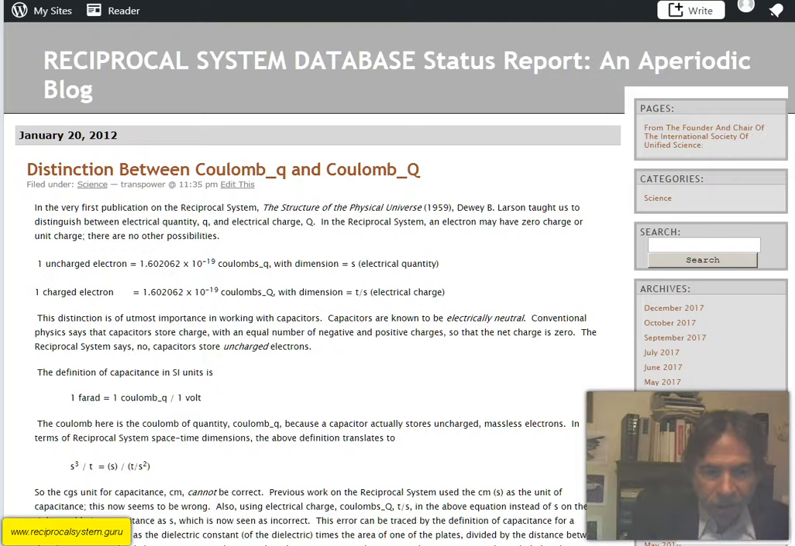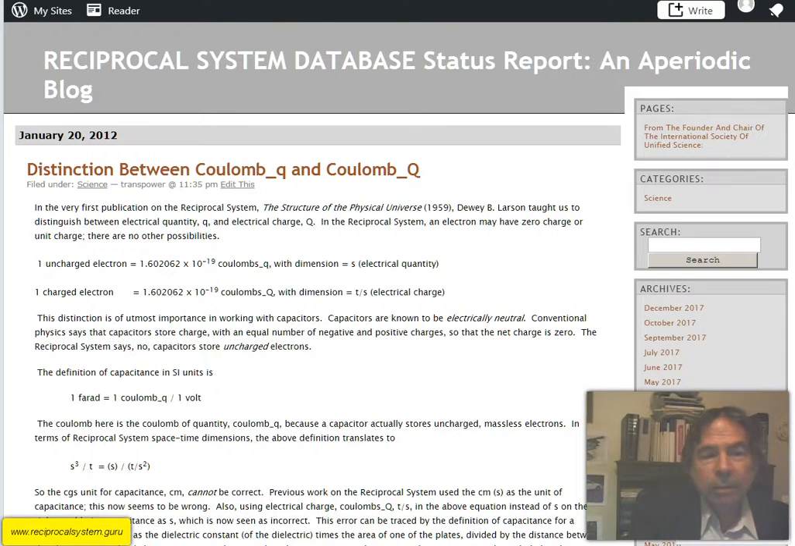One uncharged electron equals 1.602062 times 10 to the minus 19th coulombs small q with dimension equals s. That's electrical quantity, so it's a unit of space. Whereas one charged electron equals 1.602062 times 10 to the 19th coulombs capital Q with dimensions T over S, and that's electrical charge. So notice the distinction.